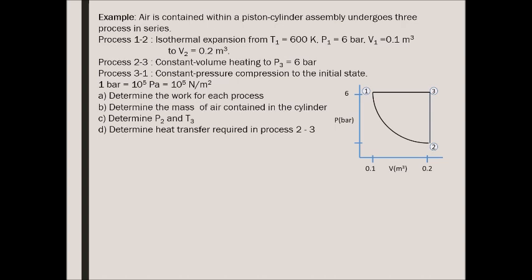We have isothermal expansion from point 1 to point 2, and that looks like a curve. We're not going to worry about the details of the curve and how it might look different than an adiabatic process. But isothermal does mean we have the work is equal to PV times the natural log of V2 over V1. Then a constant volume heating, so we go straight up.